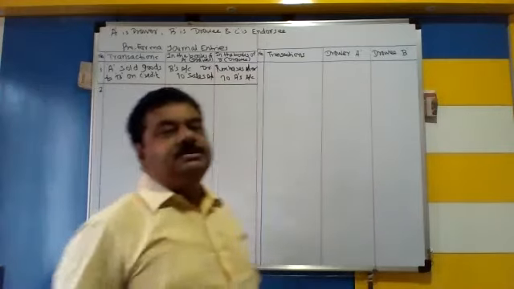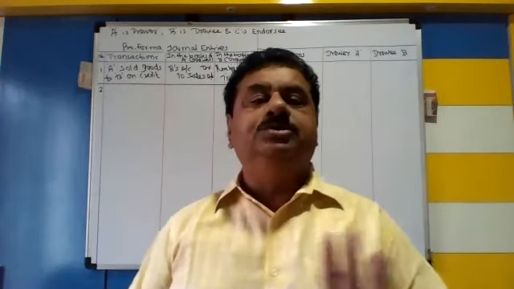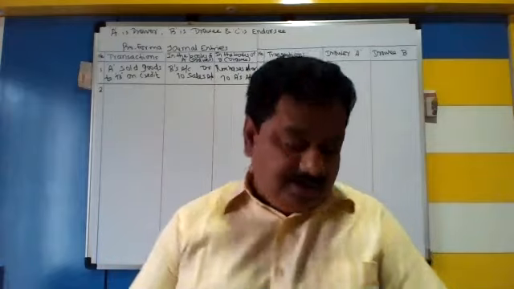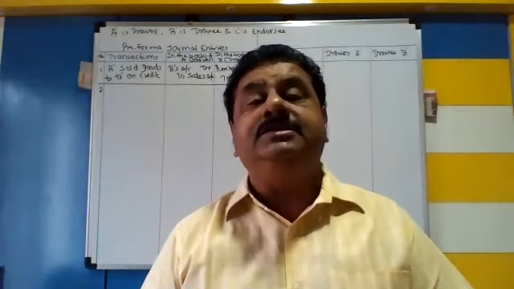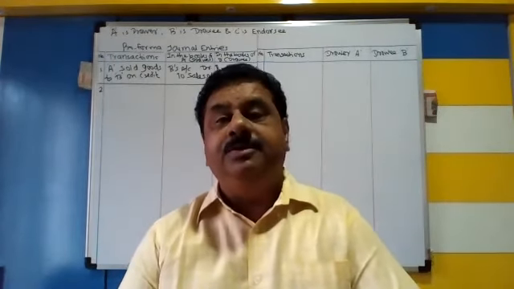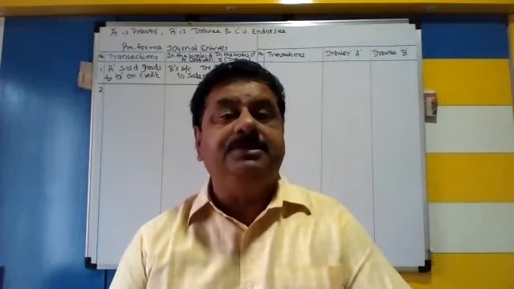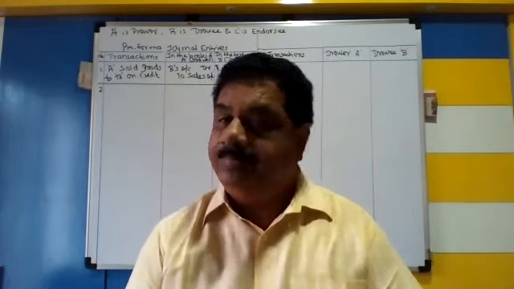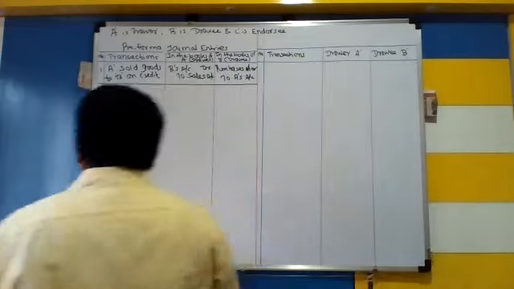Okay, simple. A sold goods to B. A will write the entry for sales, so B's account debit to sales, but B will write the entry purchases account debit to A. Okay.